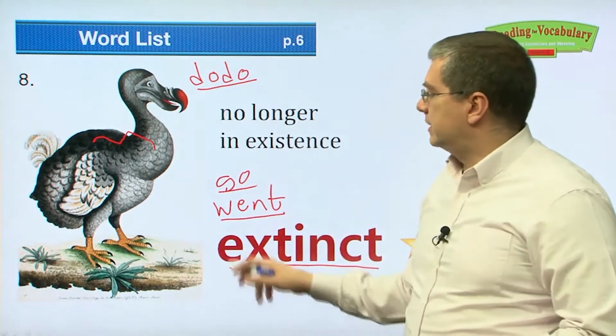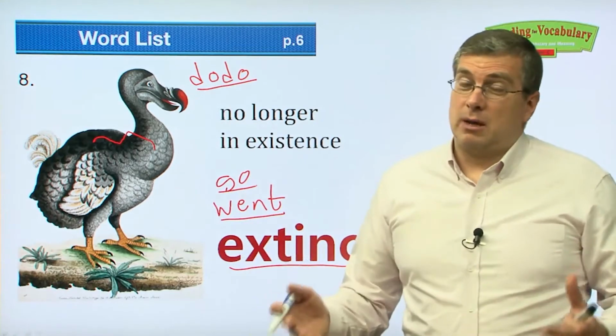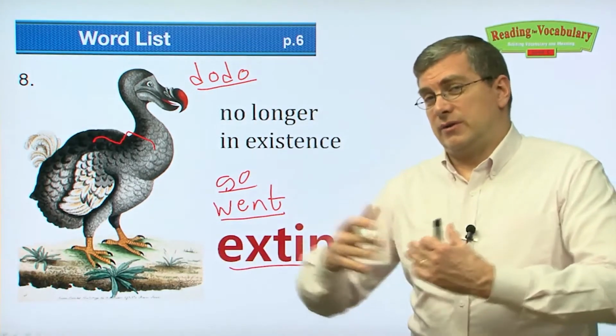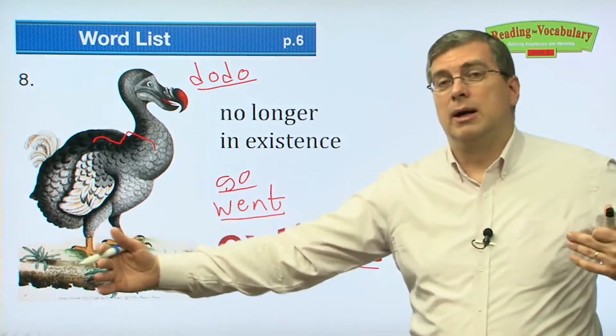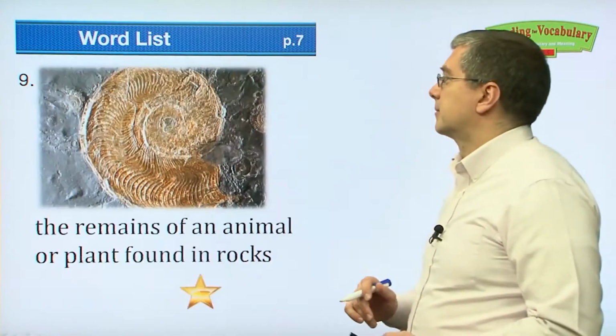No longer in existence is extinct. And many animals have become extinct over the history of the earth. The earth's history is very, very long. And many animals have gone extinct, many types of animals.